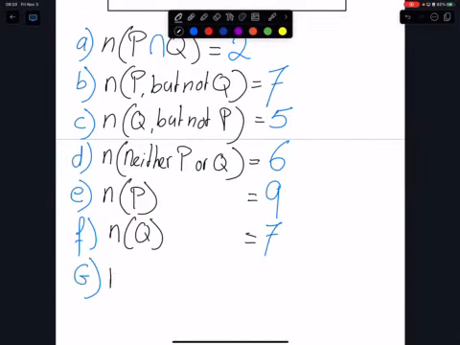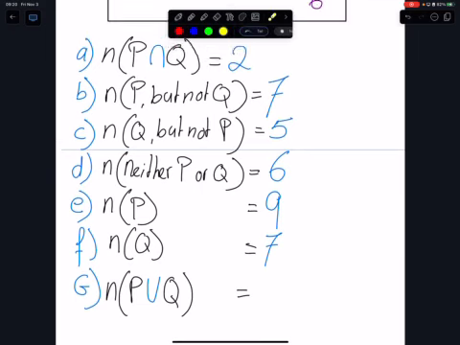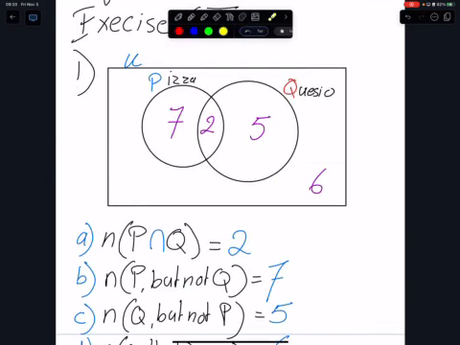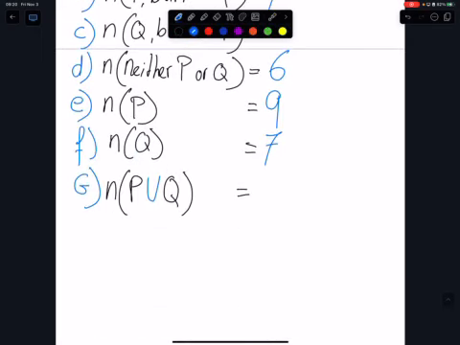P with the union of Q. So I need to count everyone in both circles, remembering not to count the 2 twice. So it's 7 with 2 and 5. The total being 14.